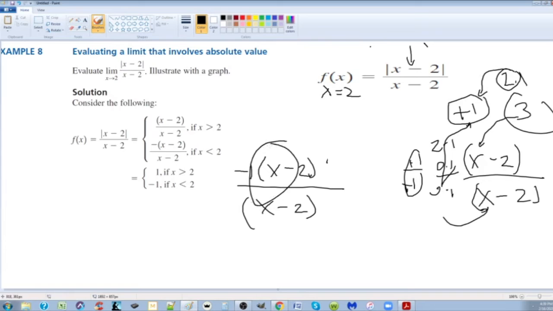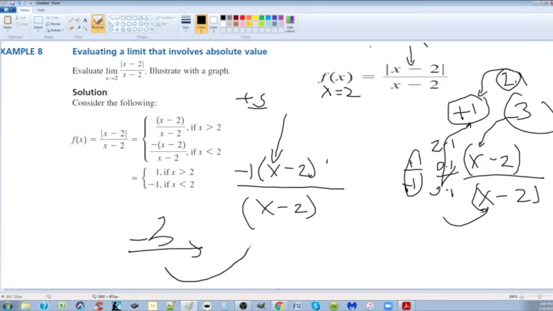Now we're going to approach the 2 from the negative side. So we're going to take negative 3. When we take negative 3 here, I get negative 3 minus 2, minus 5, times minus 1, I get positive 5. But when I take negative 3 down here, I get minus 5. Plus 5 divided by minus 5 is minus 1. Then when I get really close to it, like negative 2.1, I get positive 0.1 up top and negative 0.1 at the bottom for, again, a result of negative 1.